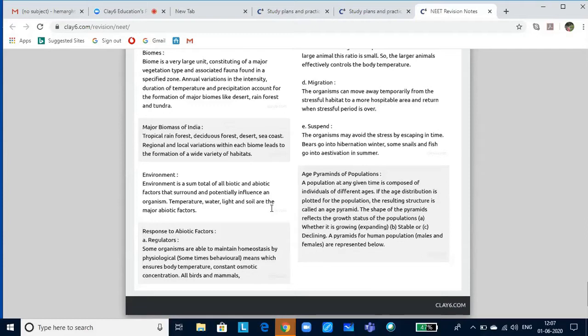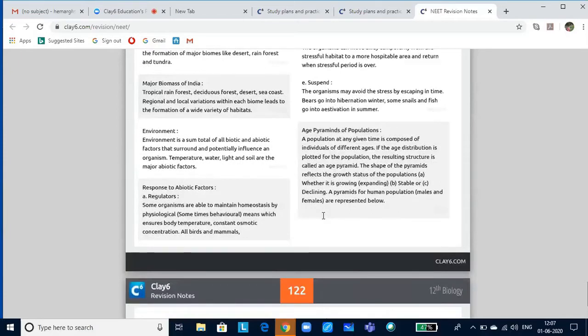Now, light influences life on earth as plants prepare food and release oxygen during photosynthesis. Soil sustains life on earth. The physical and chemical properties of soil, such as grain size, porosity, pH and mineral composition, determine the type of plant that can grow in a particular habitat. Now, what are the responses to abiotic factors? How do organisms really respond to these abiotic factors? Based on that, we have regulators and conformers.